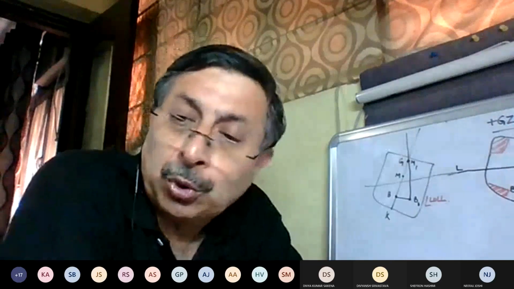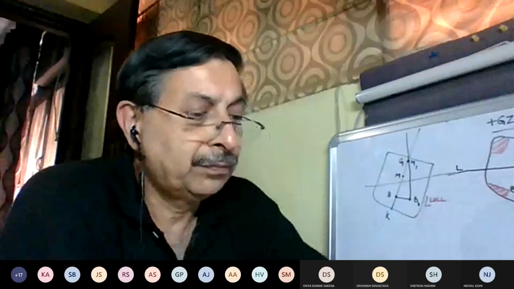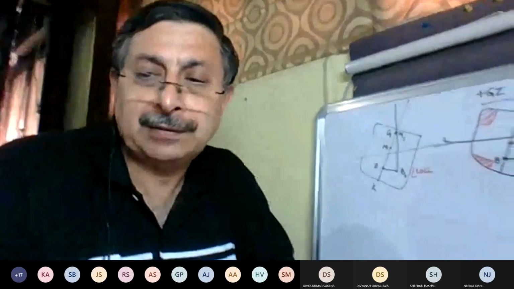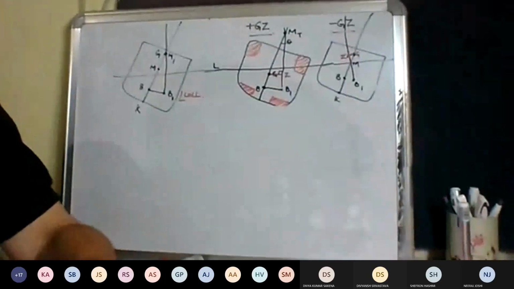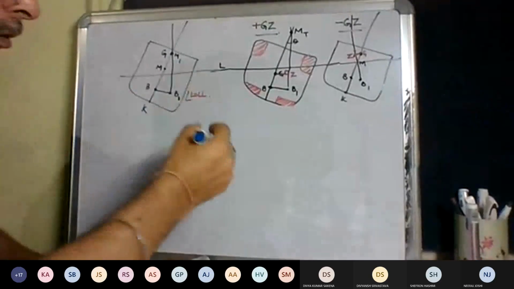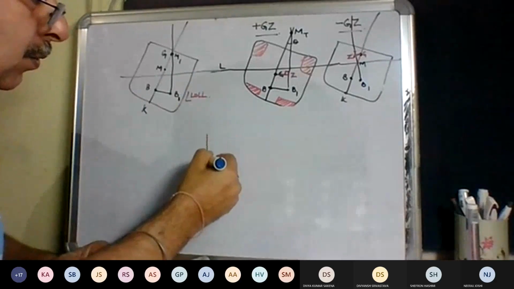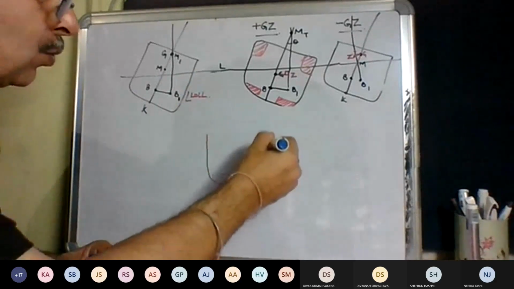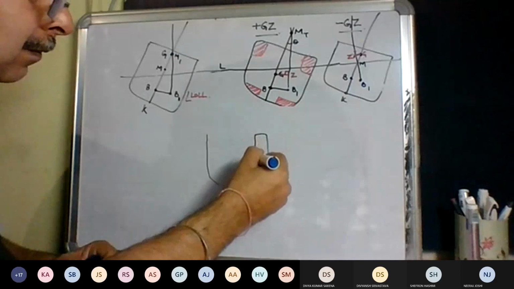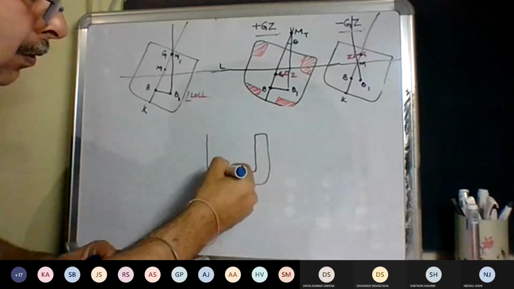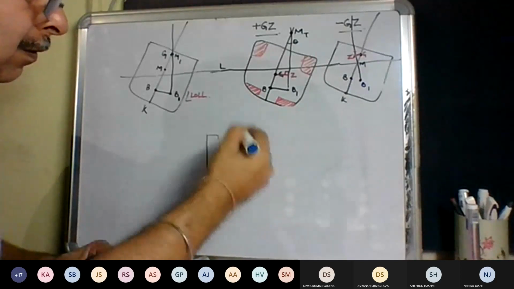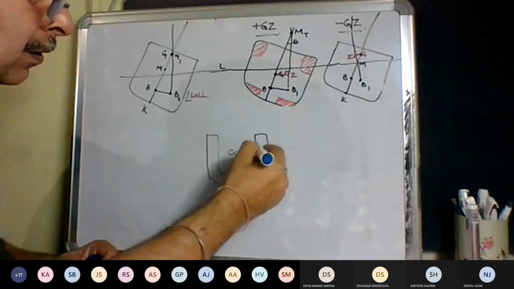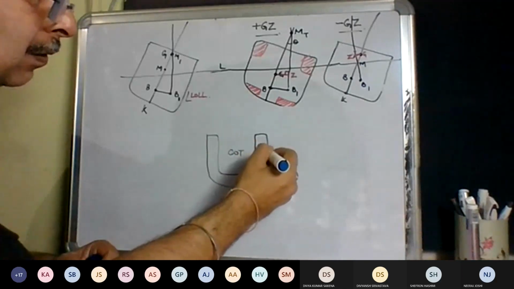Then some tankers also go to an angle of loll. Suezmax tankers. Some of these tankers which were built during the 90s, Suezmax tankers, double hull. This is the cargo oil tank. This is the water ballast tank.